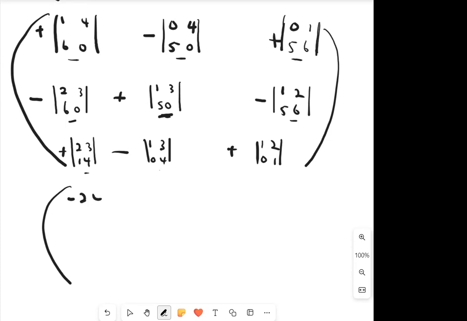Minus 24 has to go here. Minus 20 has to come here. Minus 5 has to come here. Tell me if I'm right or wrong. Minus 18 will come here. Minus 15 will come here. Minus 4 will come here. Am I right?